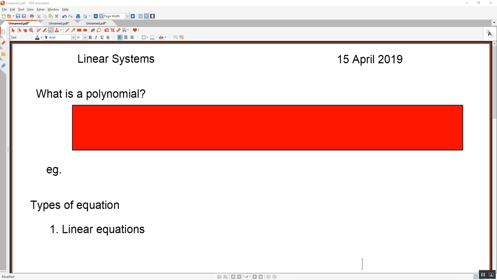Right, okay, so we're going to start off with linear systems. This is recording at the minute for those people that are not here, so just be aware of that. Okay, so we're going to write this down. Our heading is linear systems.